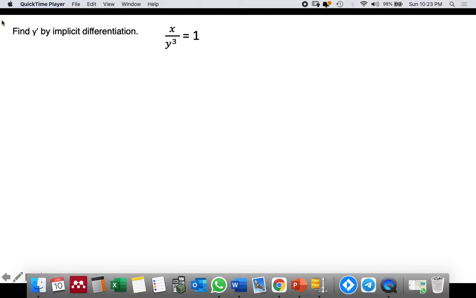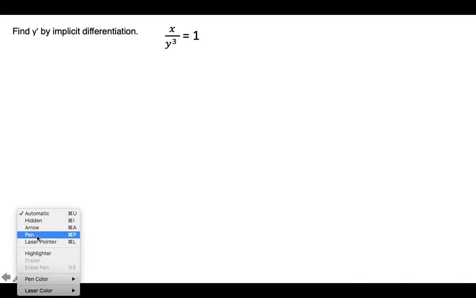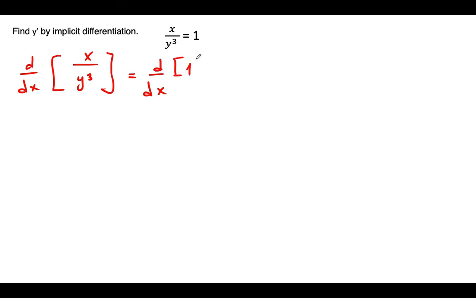Implicit differentiation. For implicit differentiation, there is one formula. We can use the formula, but I will teach you firstly by using the normal way. How can we do this? First of all, x over y cubed is equal to 1. If I differentiate this, d/dx of x over y cubed is equal to d/dx of 1.